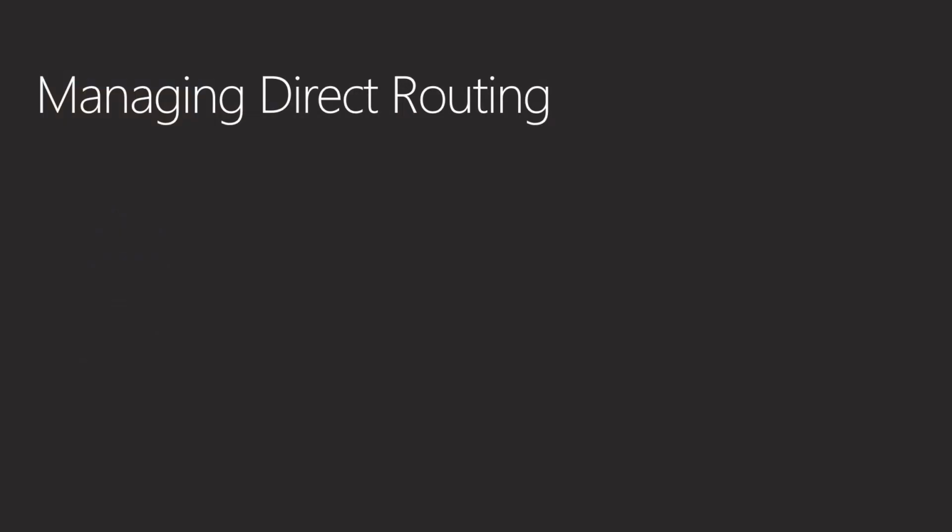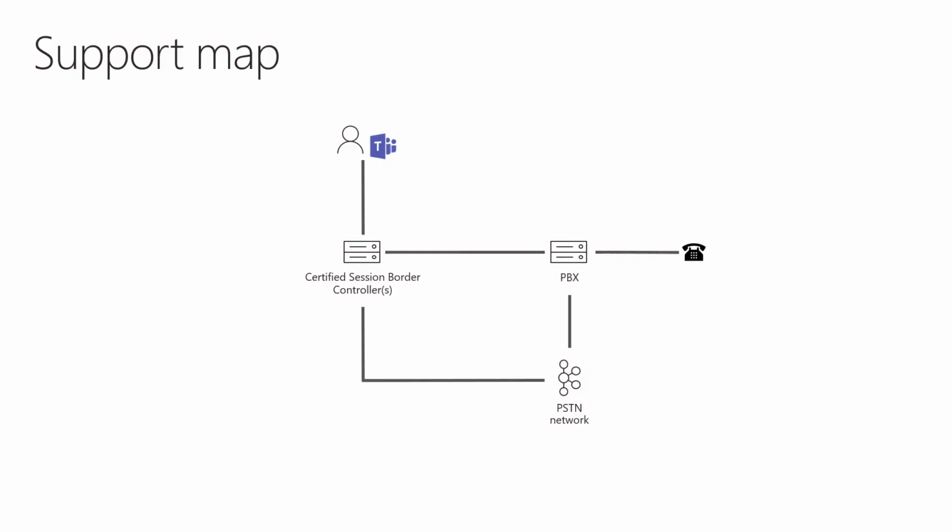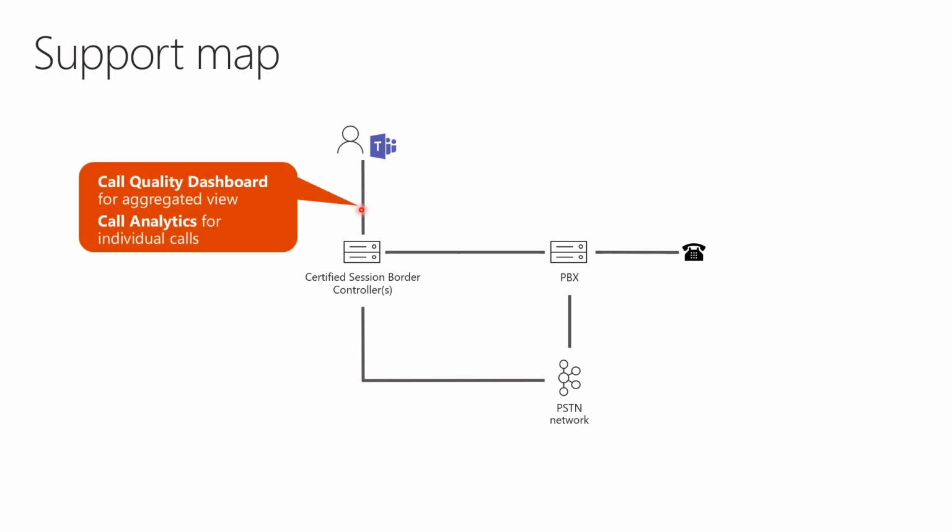Now, let's look at how we can manage direct routing. Let's use this simplified view to understand how these different components can be supported and who is involved. So if we're looking here between the user and the SBC, then you need to look into the call quality dashboard. It's a tool in the Teams admin portal that provides you an aggregated view on the quality of all your calls in your environment. And you have the call analytics where you can look into individual calls.